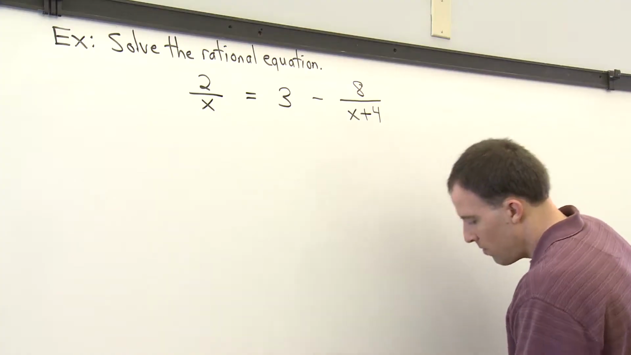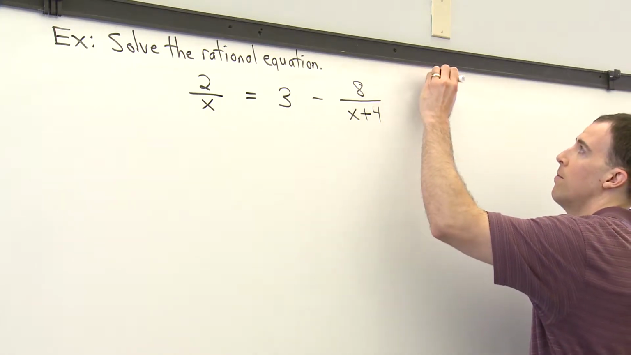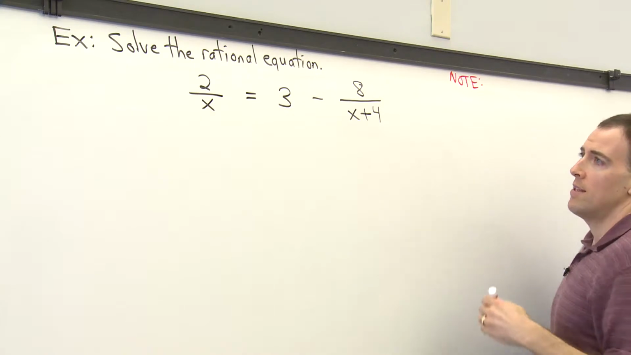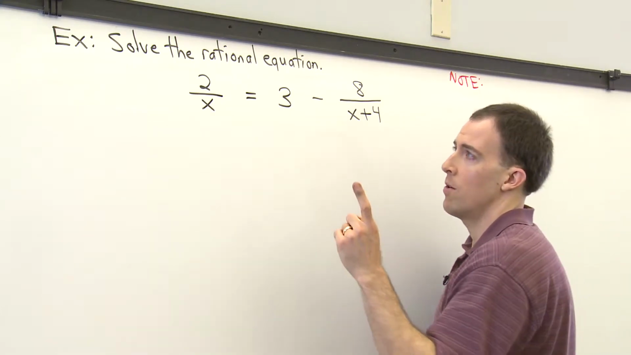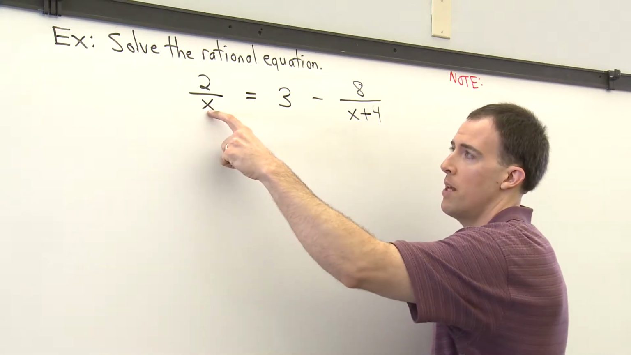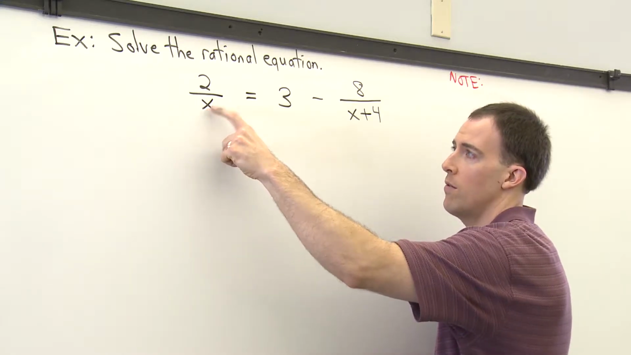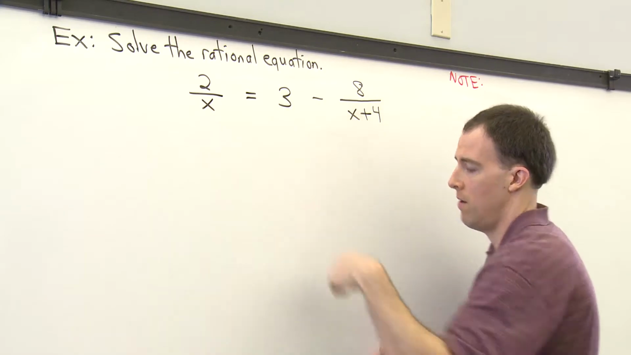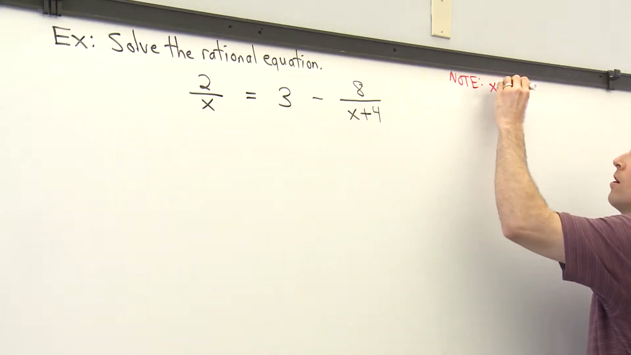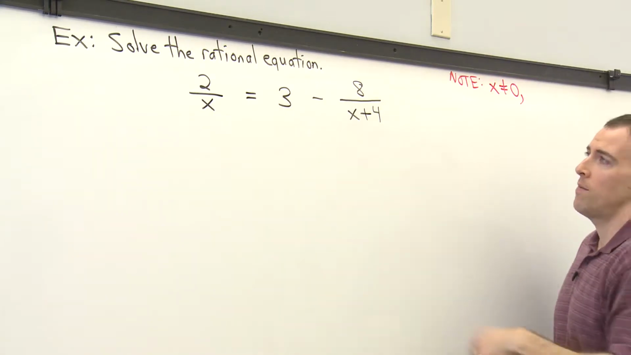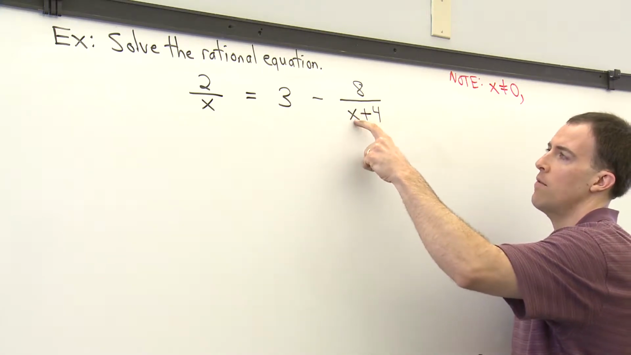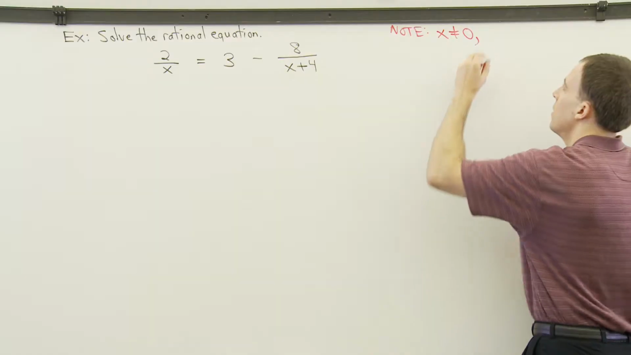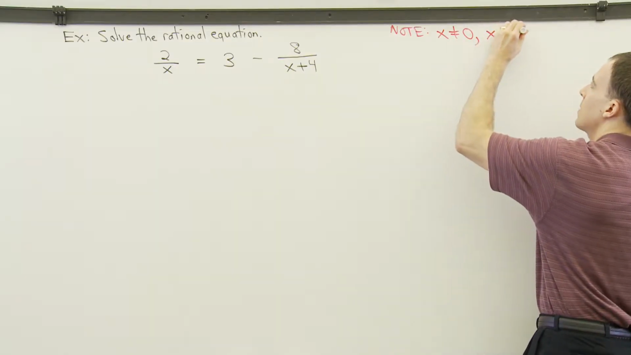The next thing to do is to write down any restrictions on the variable. So I want to make a note to myself here: what is x not allowed to equal? In other words, what value of x would make this denominator 0? And that would be 0 itself. If we substituted 0 for x, this denominator would be 0, which would make this fraction undefined. So x can't be 0. And then from this other denominator, negative 4 plus 4 would be 0, so x can't equal negative 4 here. So x can't equal 0, and x can't equal negative 4.